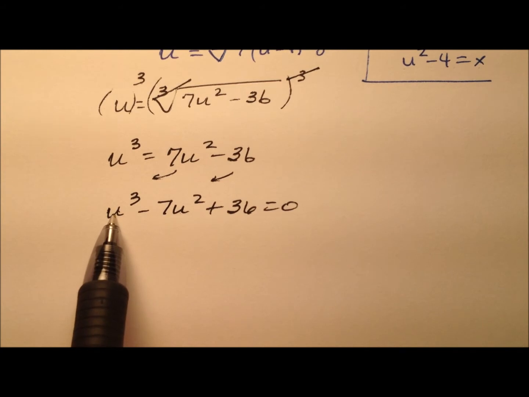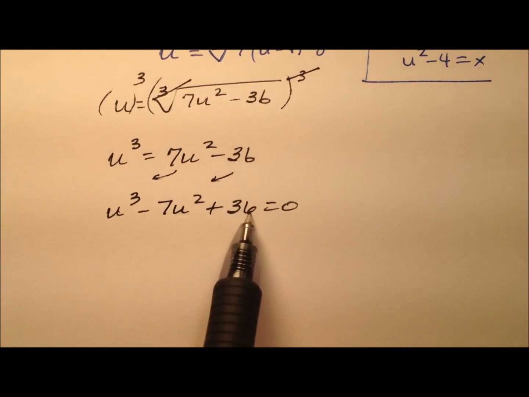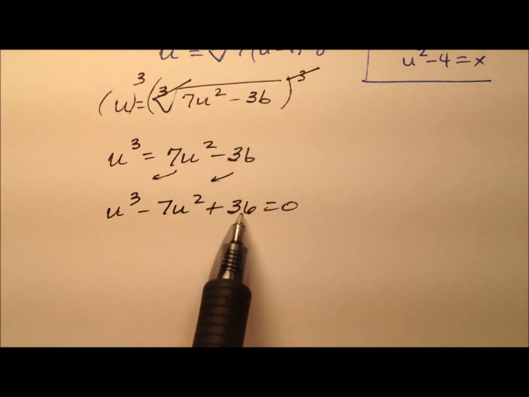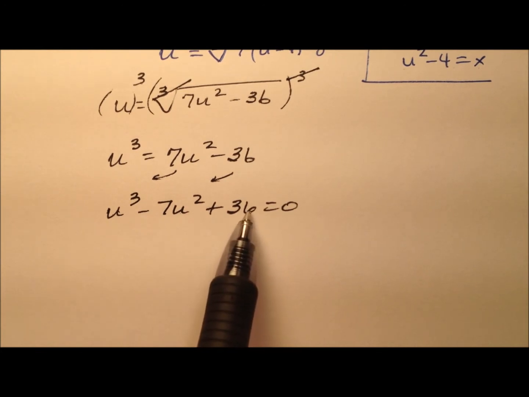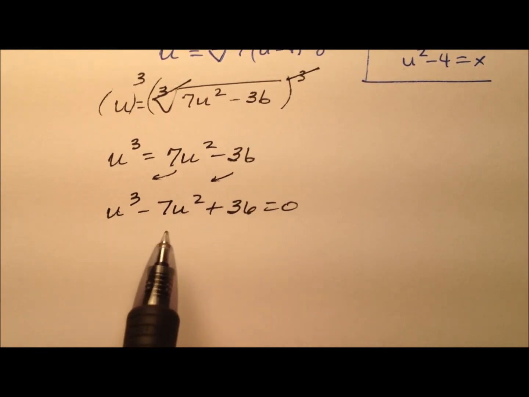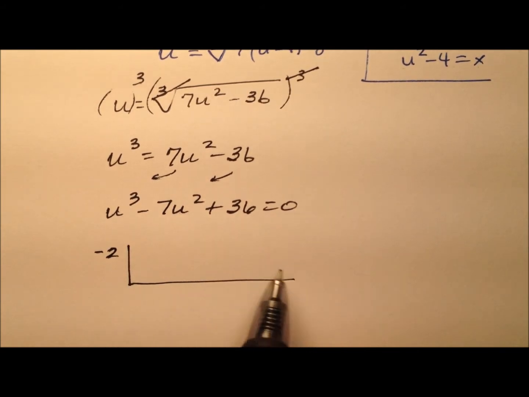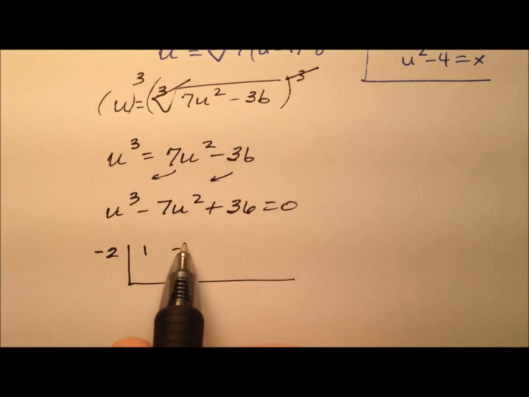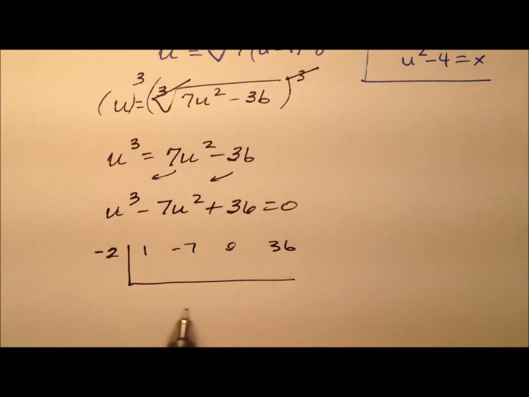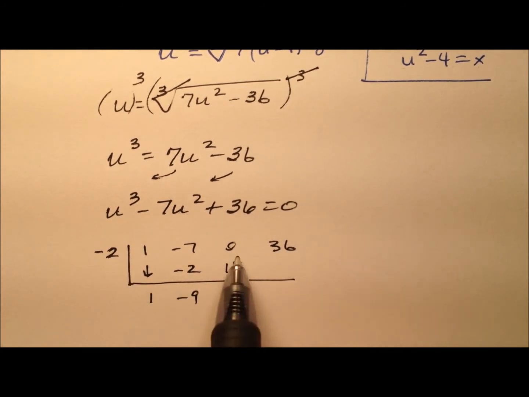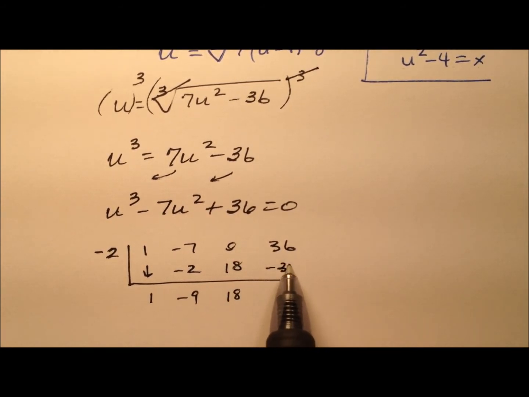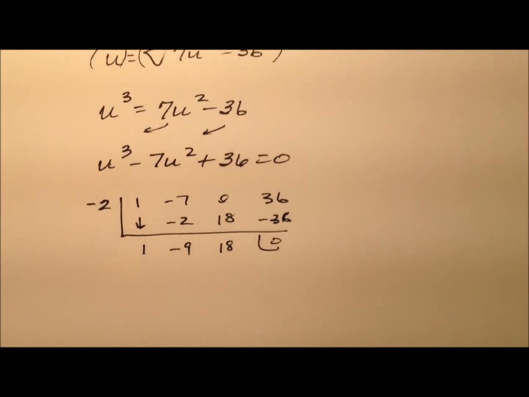Okay, so looking at this, it seems like the rational root theorem would be a pretty good way to go. It looks like plus or minus 1 won't work. Plus or minus 2, let's try a negative 2. So let's use synthetic division on the negative 2. So we have a 1 and a negative 7 and a 0 and a 36. We bring the 1 down, then the multiplication, the addition, the multiplication, the addition, and the multiplication. And yeah, that worked out okay. So our remainder here was 0.